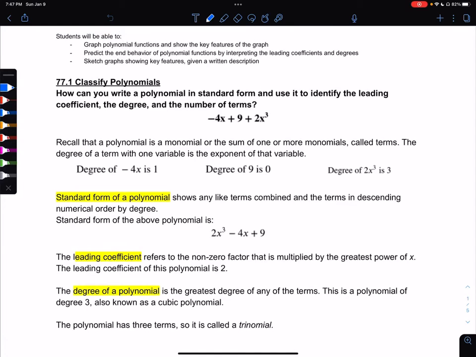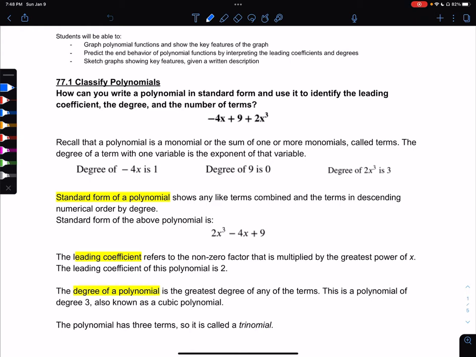In this video, we're going to look at topic 77, example 1, classify polynomials. So here, everything is written out. I'm just going to go through the notes and explain things step by step and go over some terms and definitions. So the question is, how can you write a polynomial in standard form and use it to identify the leading coefficient, the degree, and the number of terms?